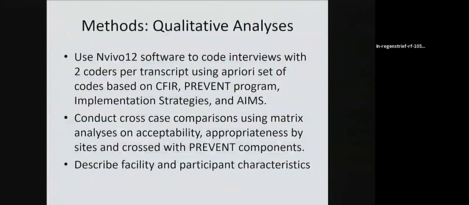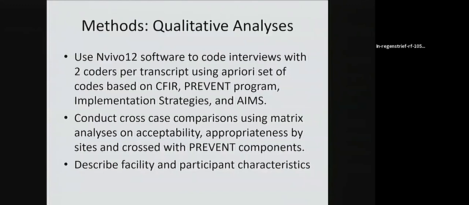We use NVivo software to work with our qualitative interviews. We have two coders per transcript, just to make sure we are comprehensive in our coding. We have set up a priori code books, but also allow for additional themes to emerge. And the code books were based on the CFIR constructs, the PREVENT Quality Program, our implementation strategies, and the overall aims that we wish to evaluate.